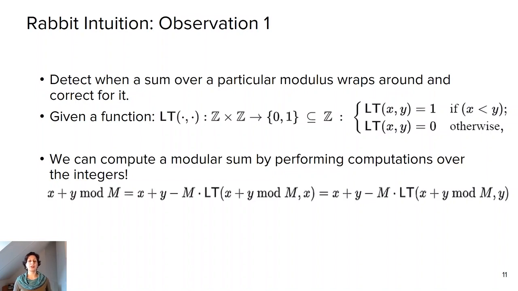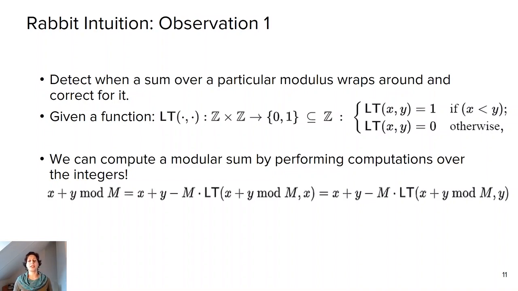Now, by using this function, as I explained, we can compute a modular sum only by performing operations over the integers. So if I want to compute x plus y mod m, there are 2 different ways I can do that by using this less than function. So I will invoke this less than function if I can compute x plus y mod m, let's say somehow in a secret manner, and I will invoke the less than function between this modular sum and either of the 2 sums, x or y.